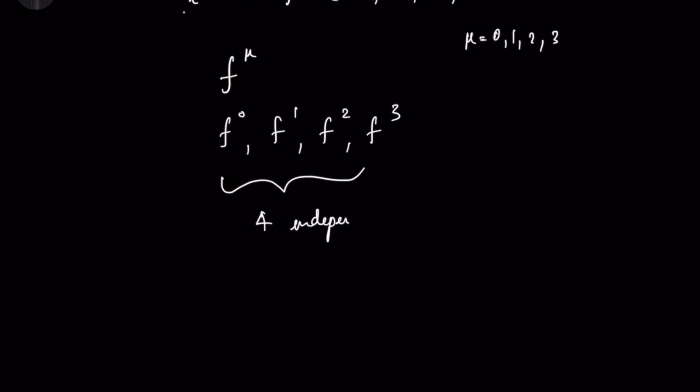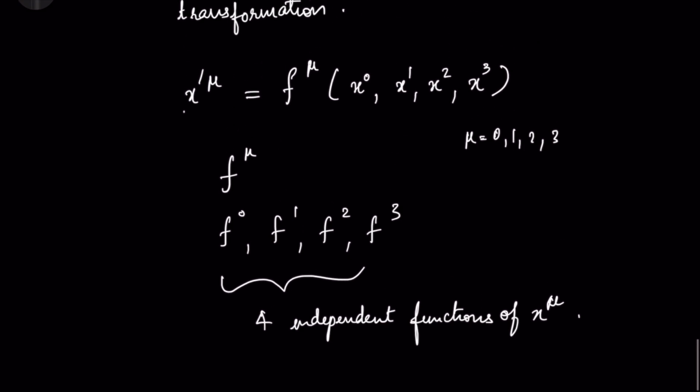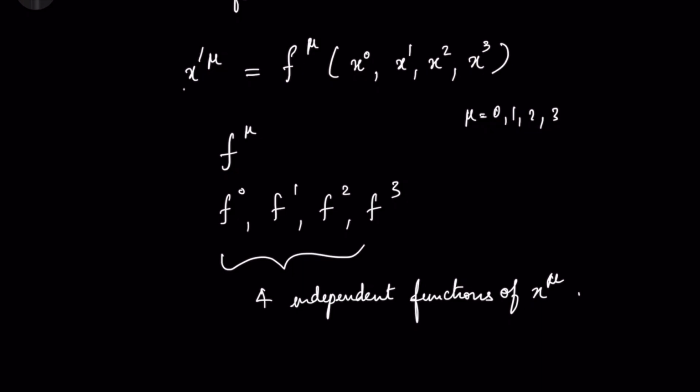4 independent functions of x mu. It has to be independent because this is a coordinate transformation rule from x mu to x prime mu. Therefore, these 4 functions have to be independent.